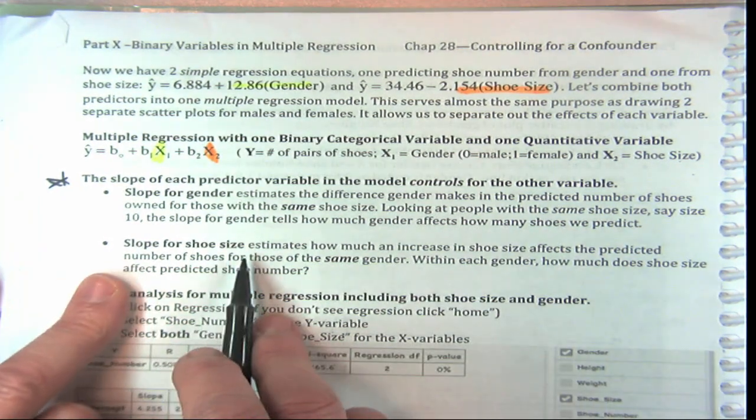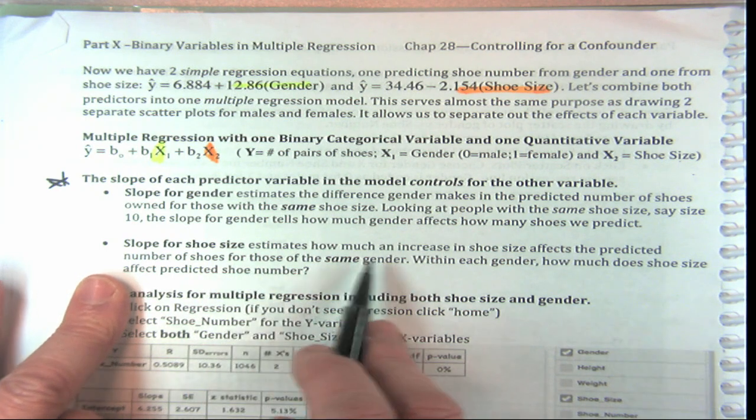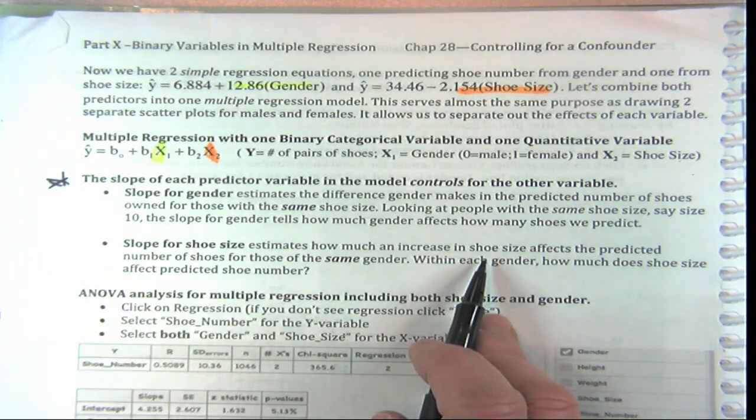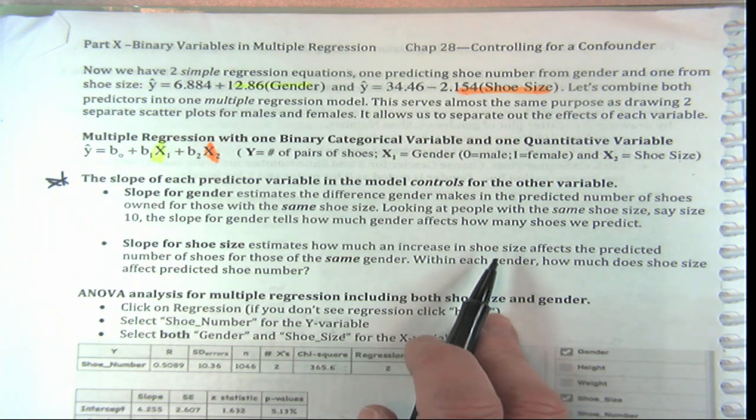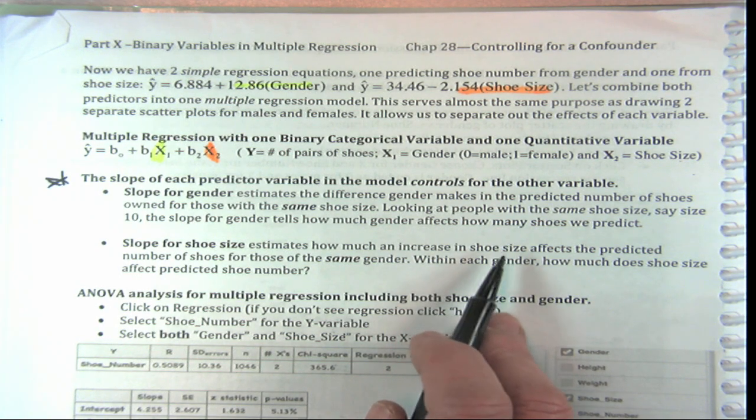Now, the slope for shoe size, what do you think that does? That estimates how much an increase in shoe size makes, like comparing me with a size 10 to another female who has a size 11. How much a difference in shoe size makes for the same gender.